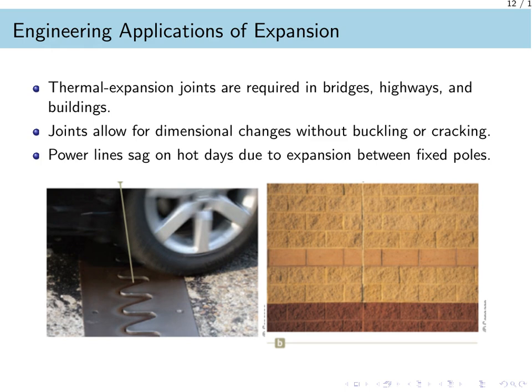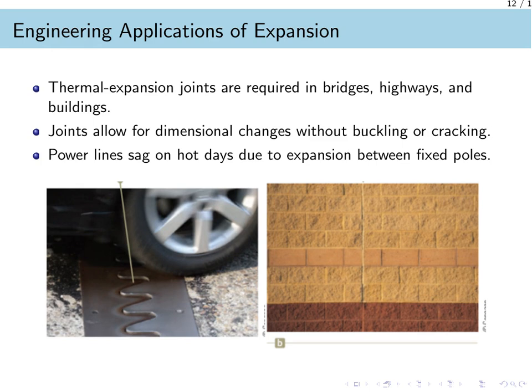Thermal expansion has critical engineering applications. Engineers must include expansion joints in bridges, highways, and buildings. These joints, like the interlocking metal teeth shown in the bridge photo, allow sections to expand or contract as weather changes, without causing the structure to buckle or crack. Similarly, vertical joints in brick walls are filled with soft material to accommodate these shifts.